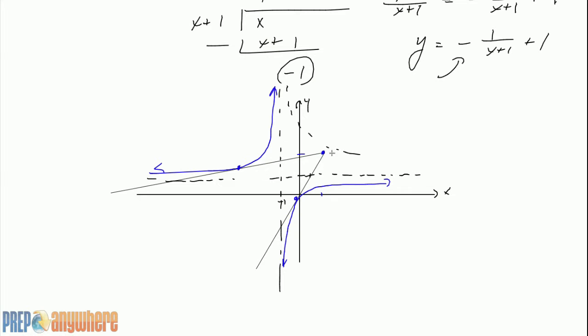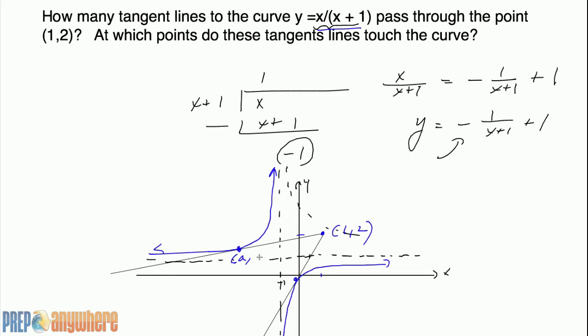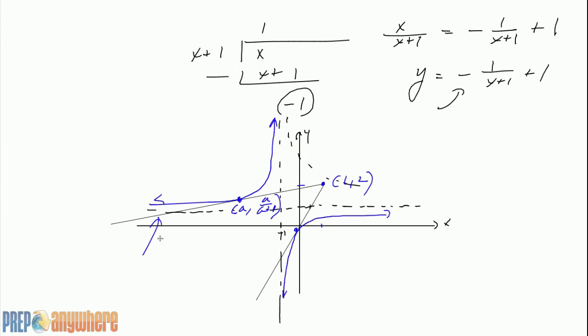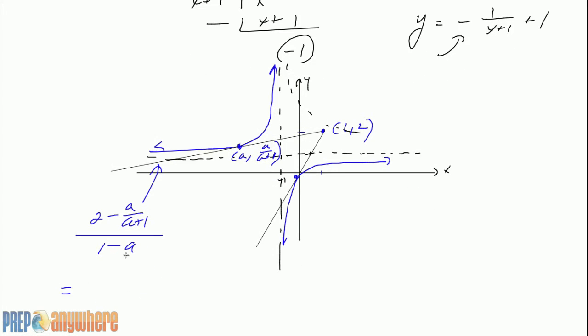Okay, so we know that this is (1, 2). So let's just say that right there is a, and the y-coordinate, we can just plug in a in here. So we get a over a plus 1. So the expression for slope for this line is 2 minus a over a plus 1, over 1 minus a. Let me multiply the top and bottom by a plus 1. So you get 2 times a plus 1 minus a, over 1 minus a times 1 plus a.